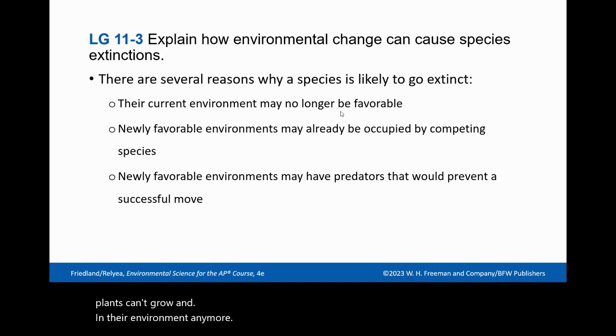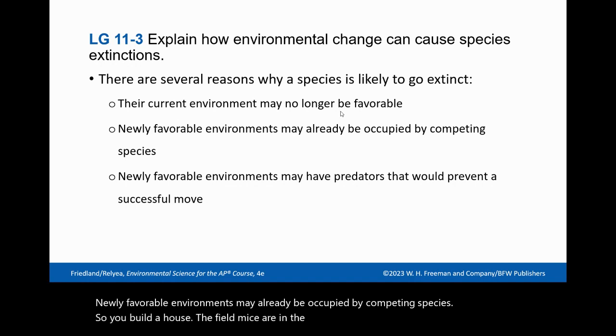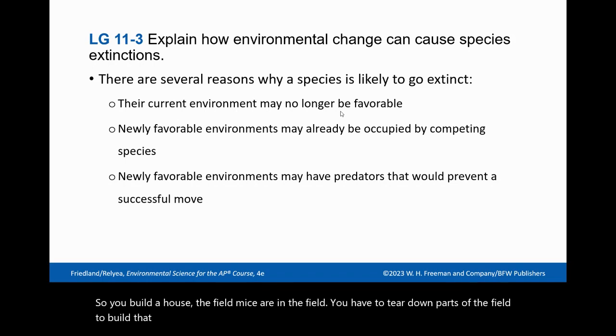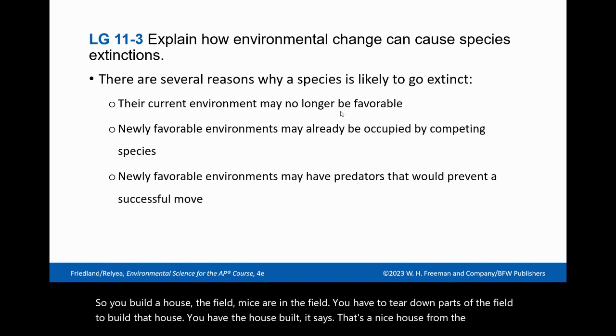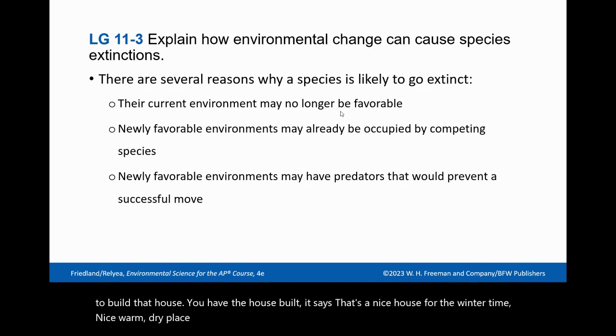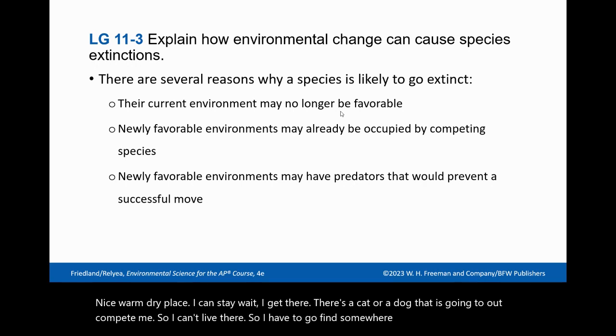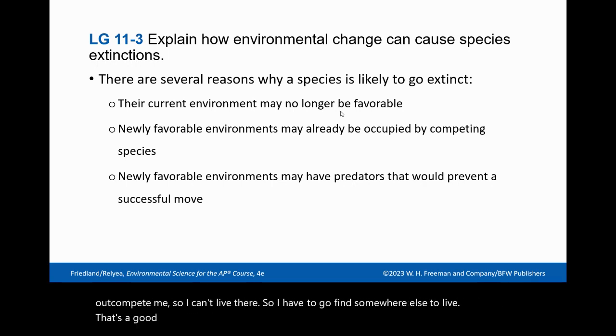Newly favorable environments may already be occupied by competing species. So you build a house, and the field mice are in the field. You have to tear down parts of the field to build that house. You have the house built. The mouse says, oh, that's a nice house for the wintertime, a nice, warm, dry place I can stay. Oh, wait, I get there, and there's a cat or a dog that is going to outcompete me. So I can't live there. I have to go find somewhere else to live. That's a good example of that.